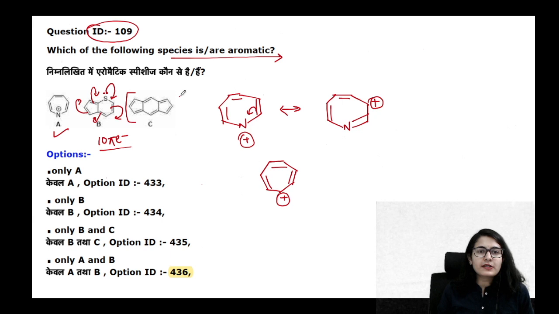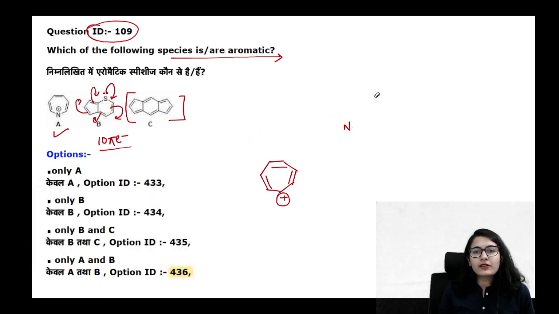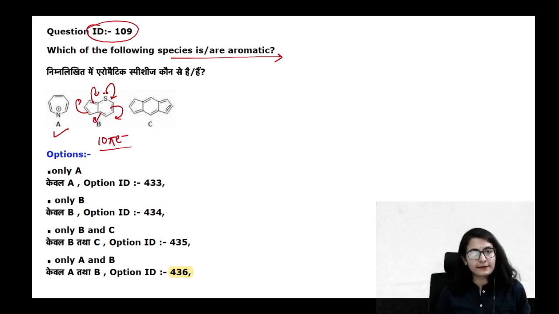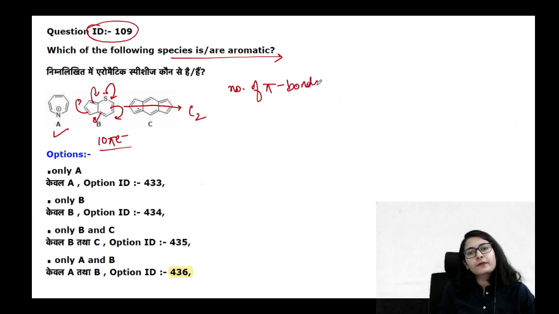What about option number C, guys? In option number C, we are not going to compare this by Huckel's method. We are just going to see it from Craig's rule. So what does Craig's rule say? Craig's rule says that when you want to check a non-benzenoid polycyclic system, you are first of all going to see if there is a C2 axis. Yes, there is a C2 axis. Now check out the number of pi bonds: 1, 2, 3, 4, 5, 6. Number of pi bonds is equal to 6. That we write as n.